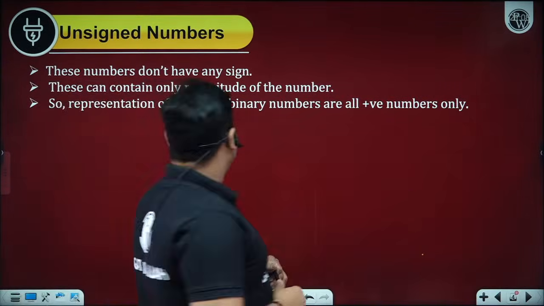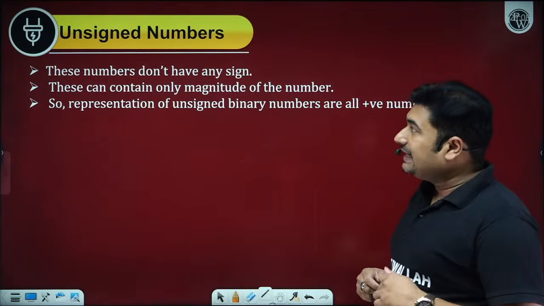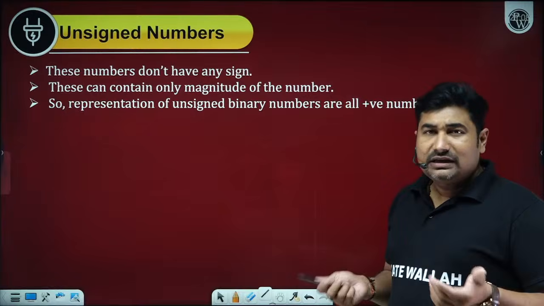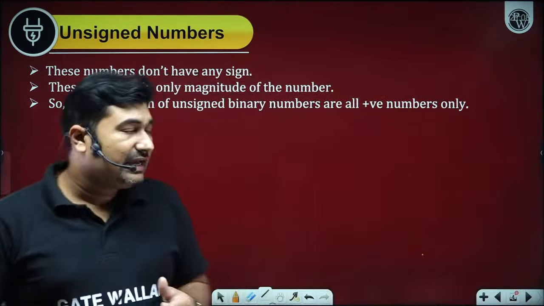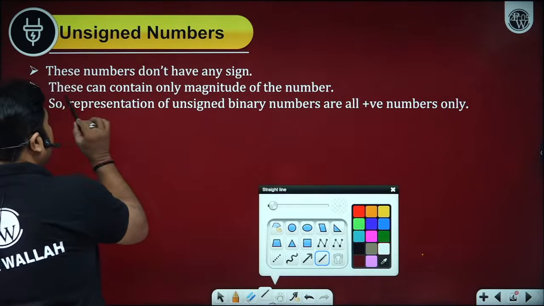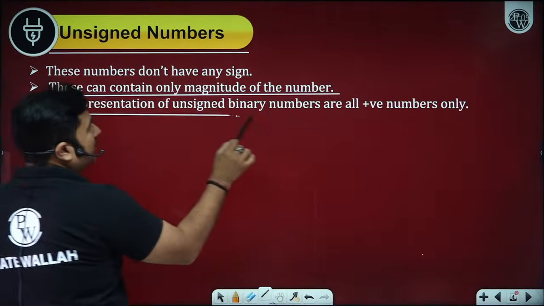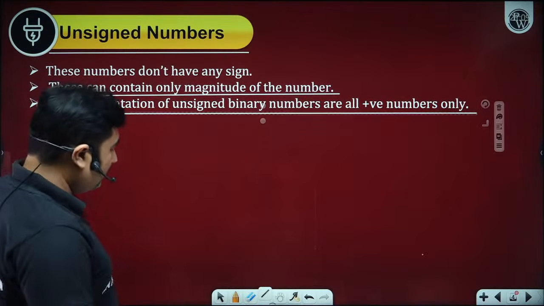Now please observe first unsigned numbers. If we talk about unsigned numbers, these numbers don't have any sign. By default, they are considered as positive numbers because they only represent the magnitude. These contain only the magnitude of a number. So the representation of unsigned numbers is all positive numbers only.